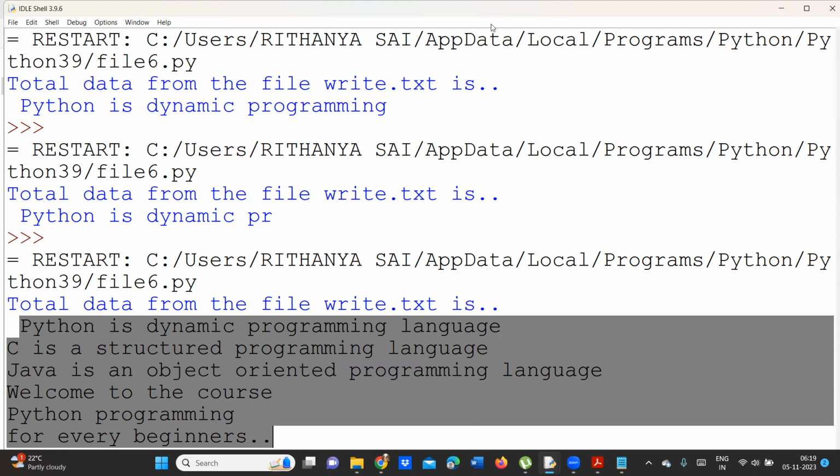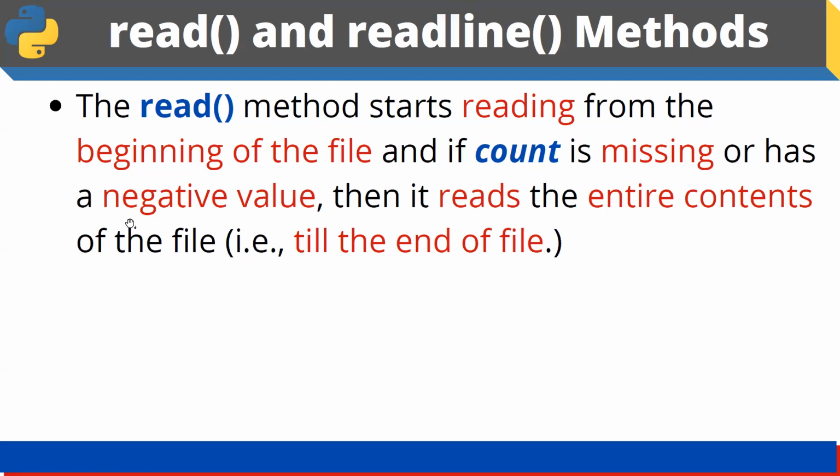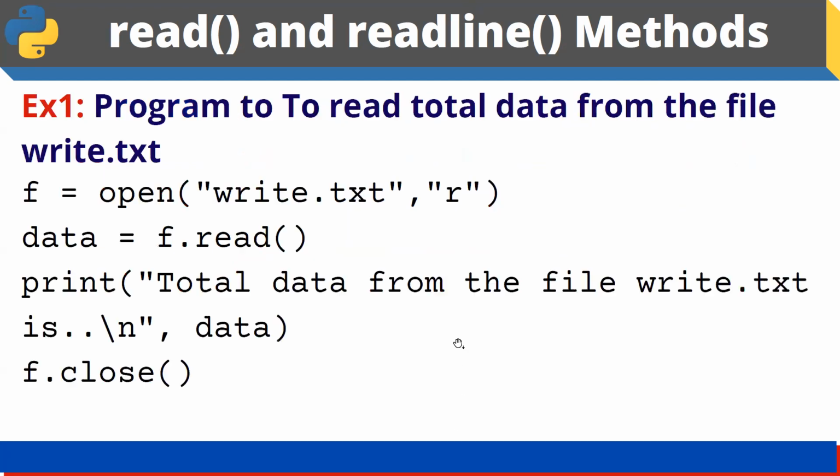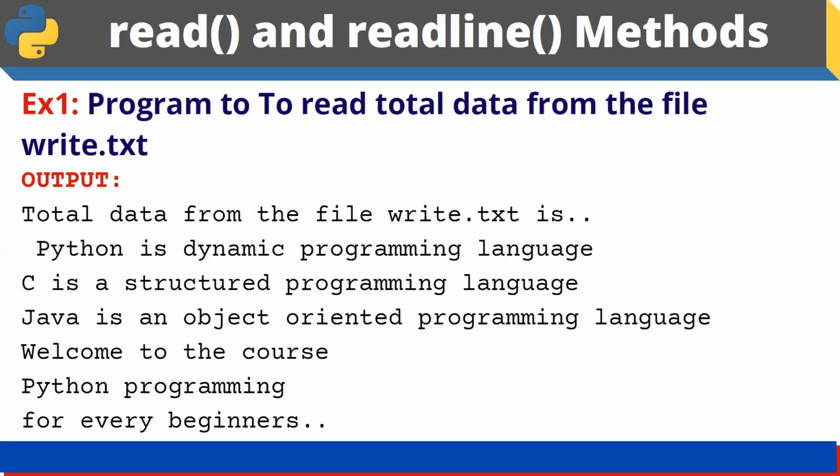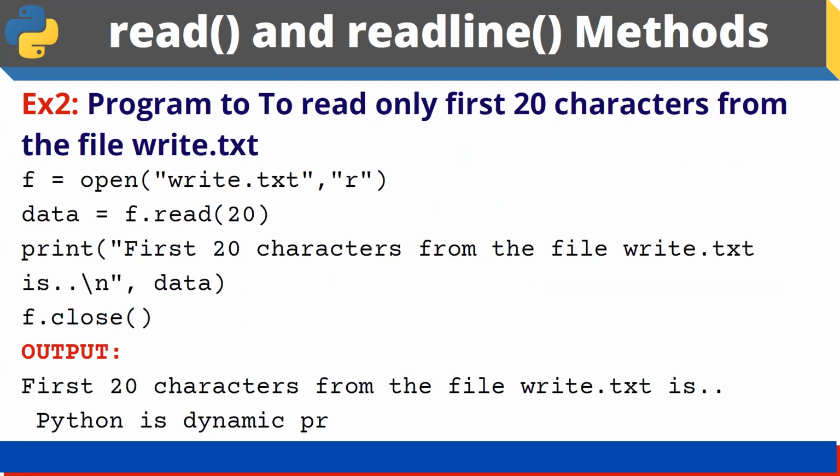This point we have discussed: the read method starts reading from the beginning of the file, and if count is missing or has a negative value, then it reads the entire contents of the file. That one we have already covered: the entire data is the output. With read 20 as the argument, it reads only the first 20 characters. Now this is the output.